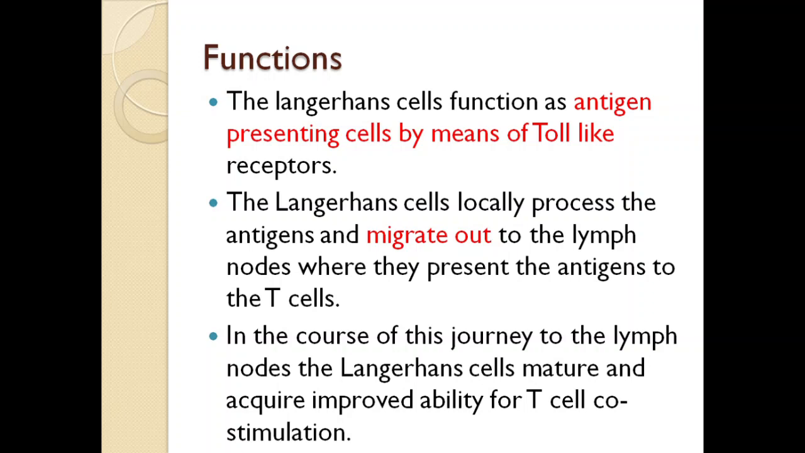Langerhans cells locally process the antigen, or they can migrate out to the lymph node. So the important point is they can either locally process the antigen or migrate out to the lymph node where they can present the antigen to the T cell. In the course of the journey to the lymph node, Langerhans cells mature and acquire improved ability for T cell co-stimulation.